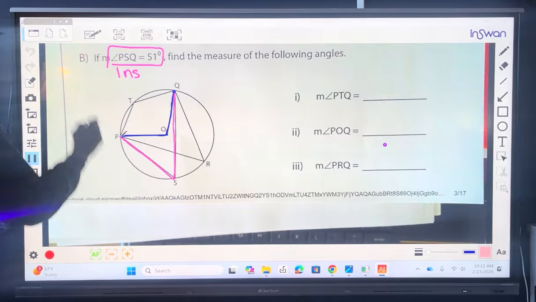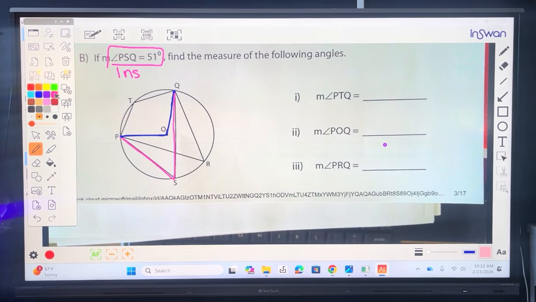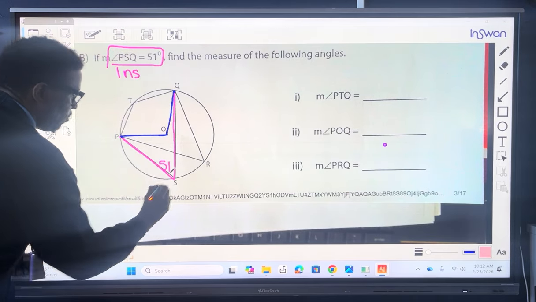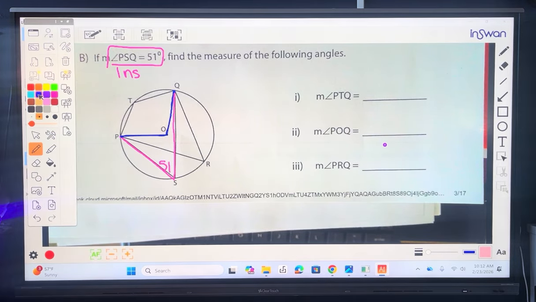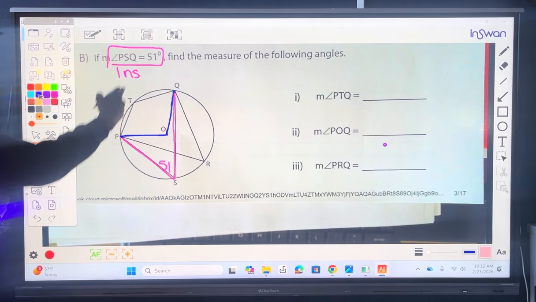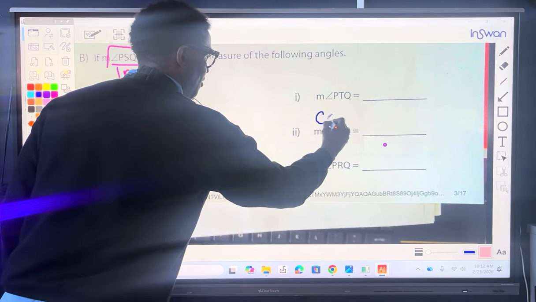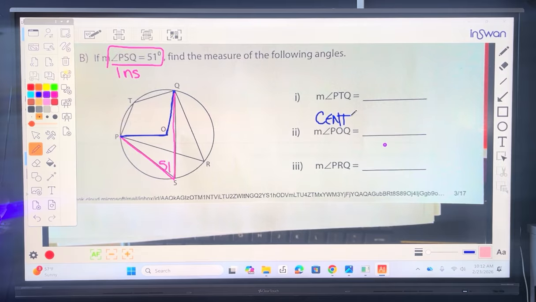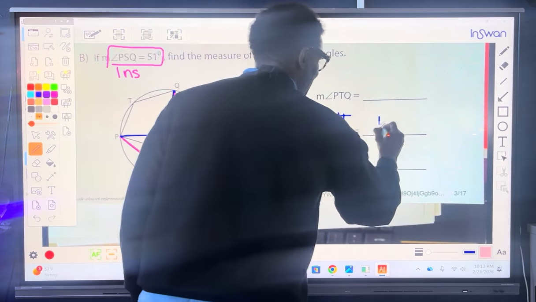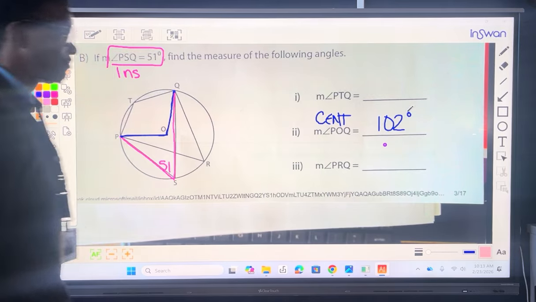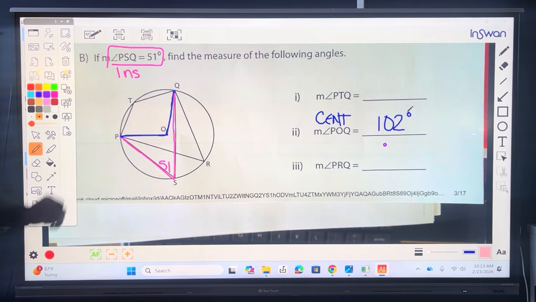So think about it. If PSQ is 51, what would that make POQ if it's my central angle? 100? No. 25.5? I think you had it right the first time. 102. I knew it. Yes, you were right the first time. So you know that's 102 degrees, right?